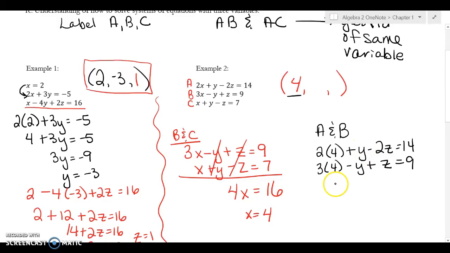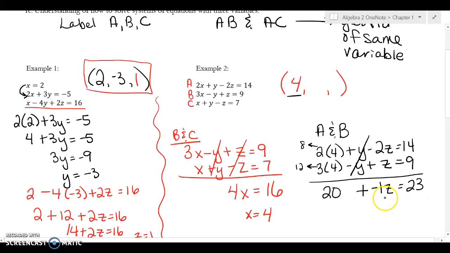And if you notice, I have a positive y and a negative y, so I can cross those off. And now I need to do this. This is 8. This is 12. So combining those gives me 20 plus a negative 1z equals 23. If I minus 20 on both sides, I get negative 1z is 3. So z is negative 3.